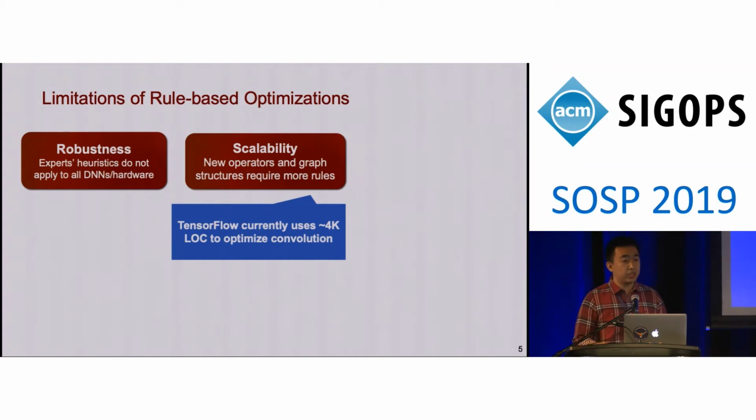The second limitation is scalability, because new operators and new graph structures all require new optimizations. It is very expensive to support these new optimizations in a rule-based approach. For example, today TensorFlow involves around 4,000 lines of code to optimize convolution. And you can imagine a similar amount of code effort to fully optimize a new operator.